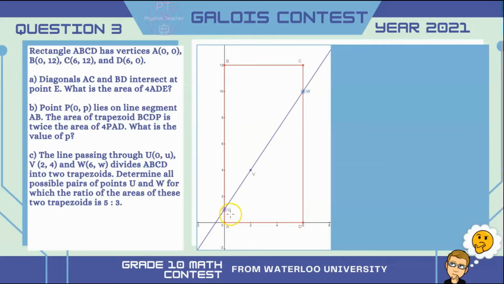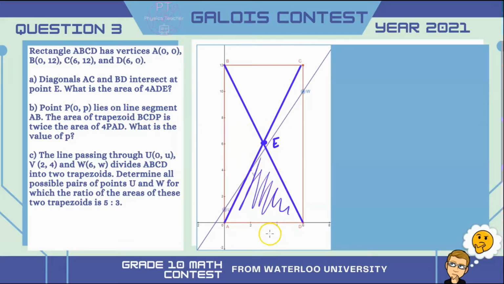Alright, so part A says that these diagonals AC and BD, like so, intersect at point E. So let's call this point E. What is the area of ADE? So this triangle in here.